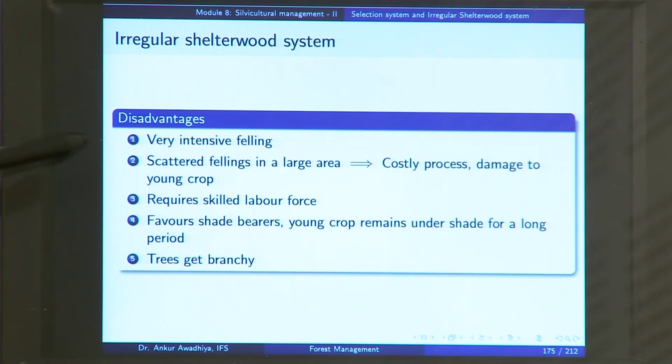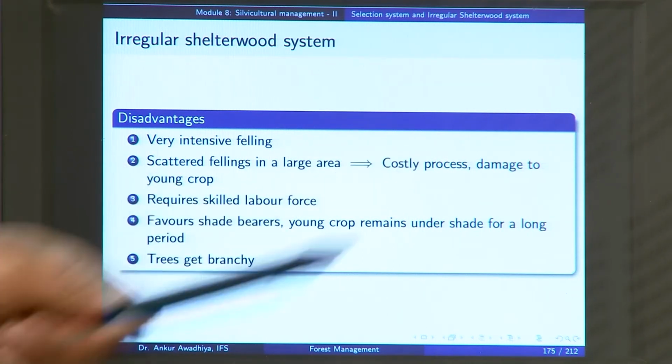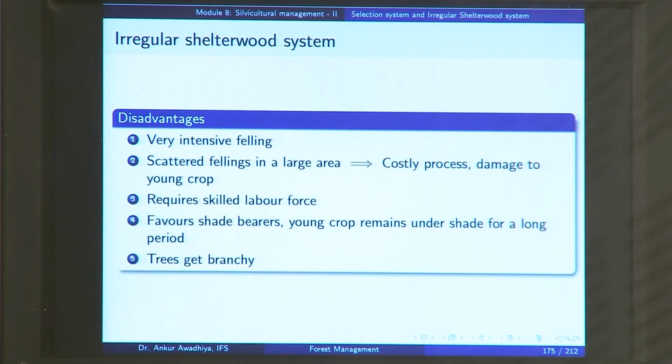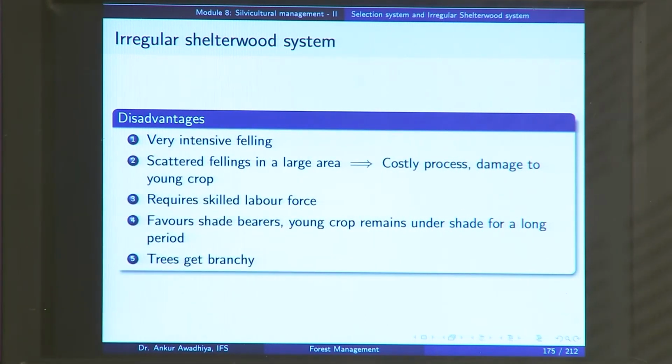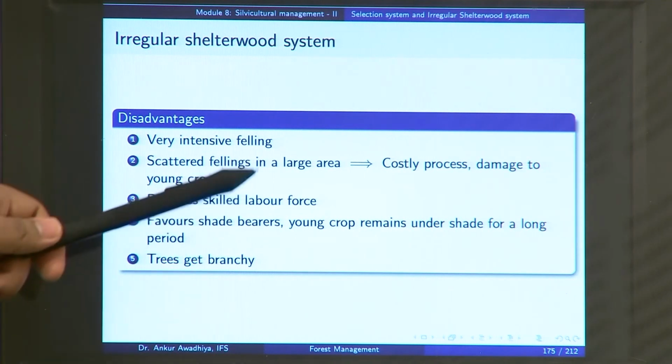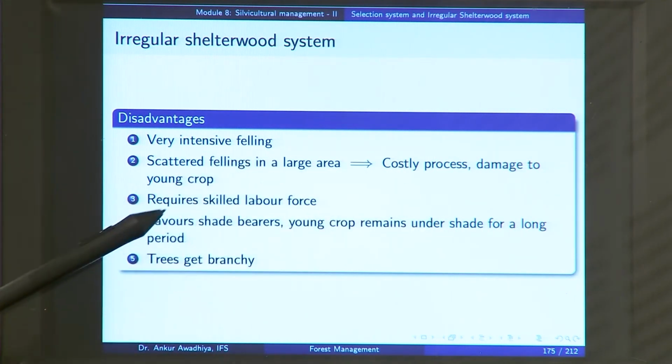Then there is this disadvantage of having scattered fellings in a large area. This makes it a costly process, because you have to visit different areas every year, and at the same time there is a huge amount of damage to the young crop. We looked at this one, it requires skilled labor force. Then another disadvantage is that it favors the shade bearers. So, you cannot use it for the light demanders, and the young crop remains under the shade for a long period of time.